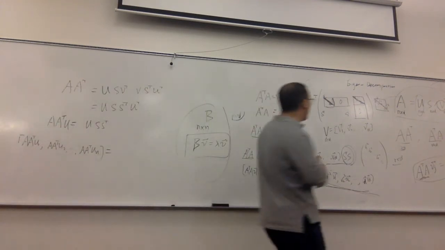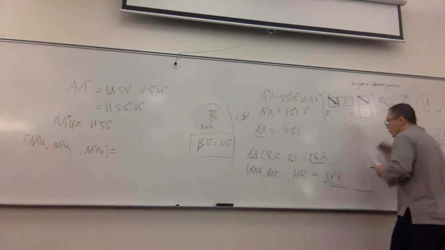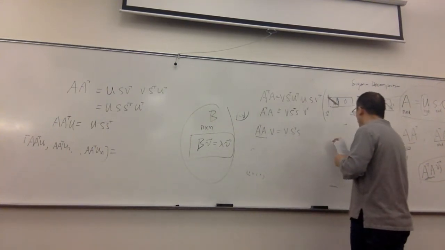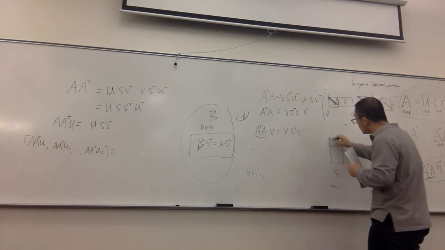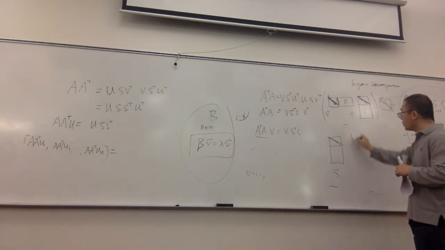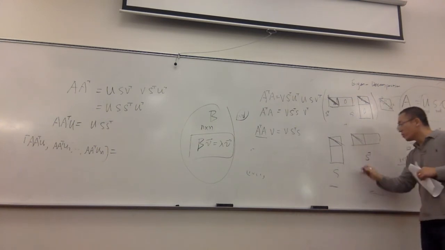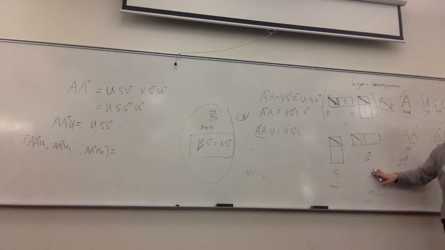But when you do the SS transpose, here is SS transpose. So here is S, here is S. So here are the positions for the singular values. And if you multiply with S transpose here, we just switch the order. So here's S transpose. Then when you multiply these two matrices, what's the result? An n by n square matrix, right?